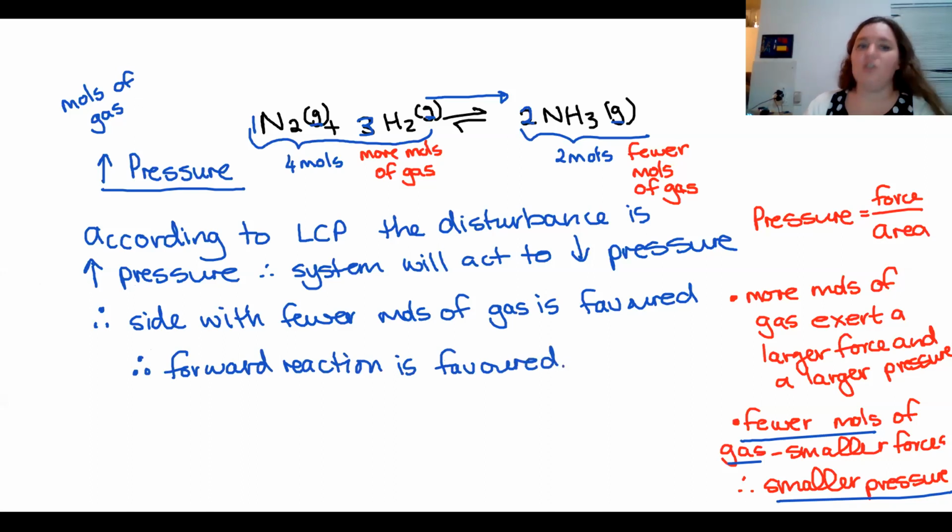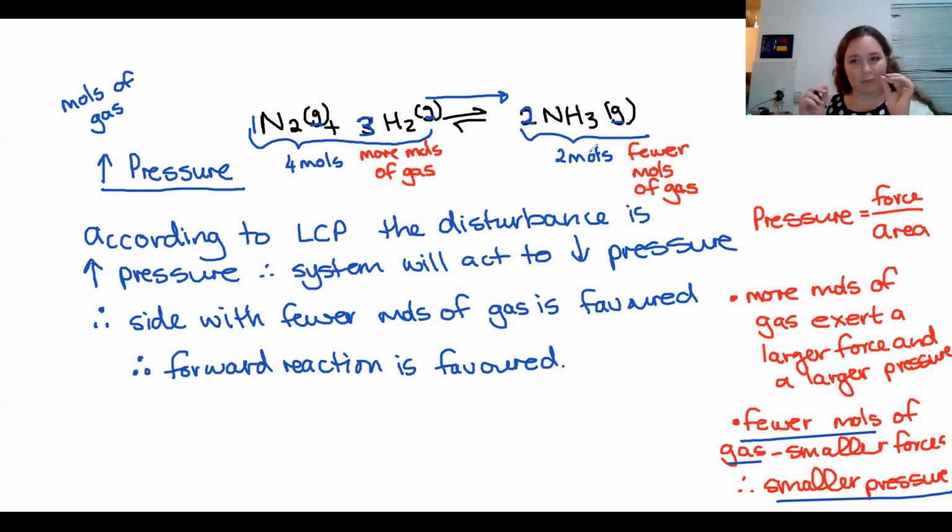All right, so that means that we could then say the forward reaction is favored, the concentration of ammonia would go up, and the concentration of nitrogen and hydrogen would go down. Because we're making ammonia, it'll have more. Because we're using nitrogen and hydrogen, it'll have less, okay?